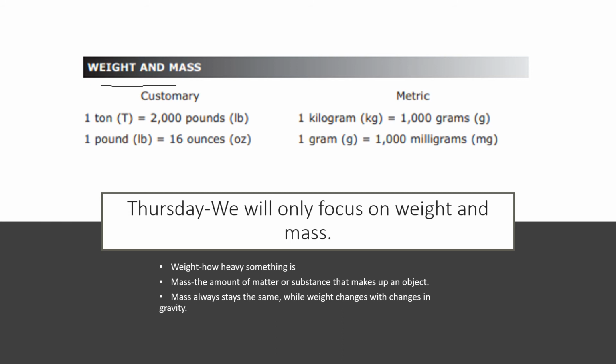For weight and mass, it also has the customary and the metric. Weight is how heavy something is. So you can think about when you go to the doctor's, they measure your weight to see how heavy you are. Mass is the amount of matter or substance that makes up an object. Mass always stays the same while weight changes with changes in gravity. So Friday you will take your performance task, and we're going to help you with that throughout the week. Show you some things you can do to make sure you master that performance task.